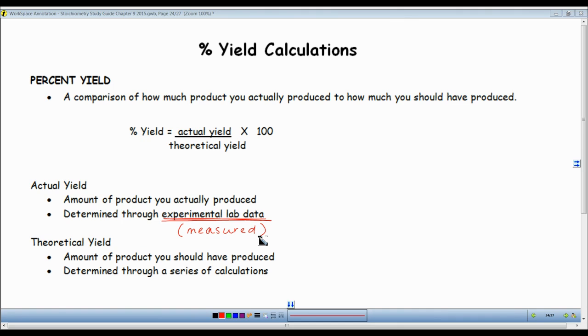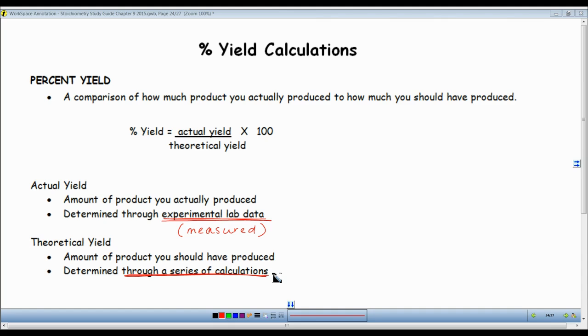The theoretical yield is what you should have produced. This one is determined through calculation. So when we go through lab data together in class, often we all have the same theoretical yield. This is done through stoichiometry calculations, using theoretical values off the periodic table. If we all started with the same amount of reactant, we should all produce the same amount of product. That doesn't always happen due to lab errors.